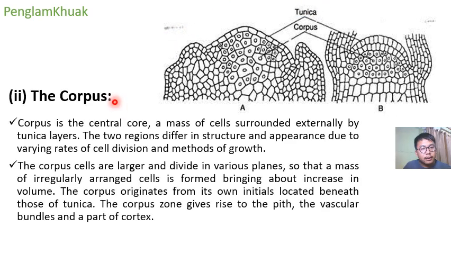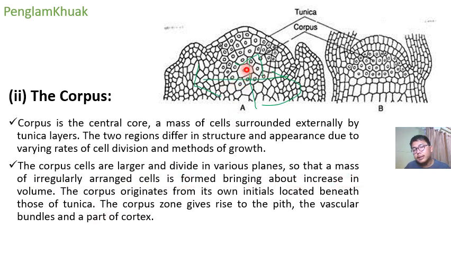The second layer is the corpus. Corpus is the central core. This corpus is the central core and mass of cells surrounded externally by the tunica. These two regions differ in structure, and the shape will be different, because the rates of cell division and methods of growth are totally different in the tunica and the corpus. The corpus cells are much larger than the tunica cells, and they divide in various planes. That means they can divide anticlinally and periclinally, so that a mass of irregularly arranged cells is formed, bringing about an increase in volume.